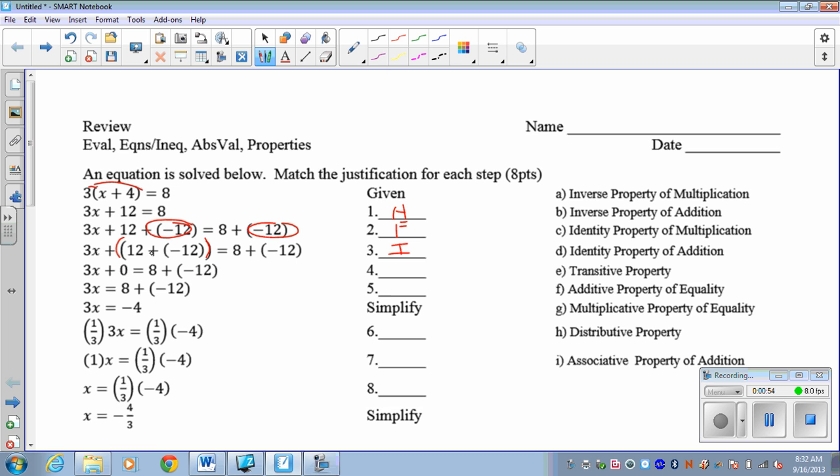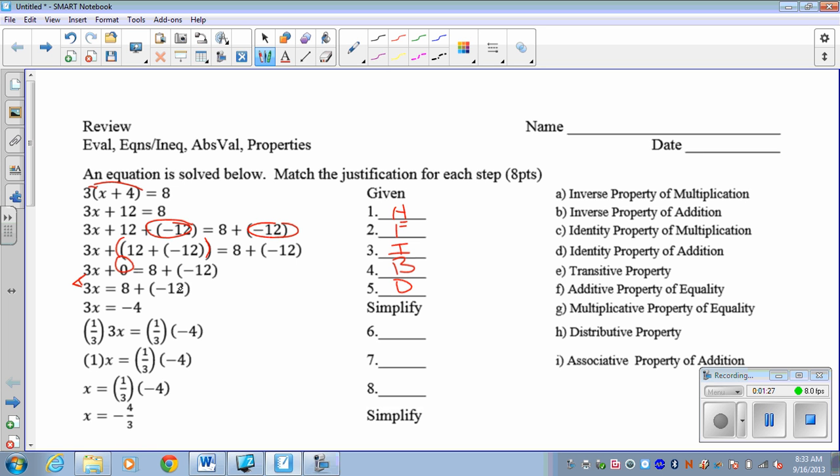For 12 plus negative 12 got replaced with 0. 12 and negative 12 are opposites, so that's the inverse property of addition this time, because we're adding here. Alright, from 3x plus 0 to 3x, the 3x didn't change even though you added 0 to it. So since it didn't change, that is the identity. And since we added 0, it's going to be the identity property of addition.